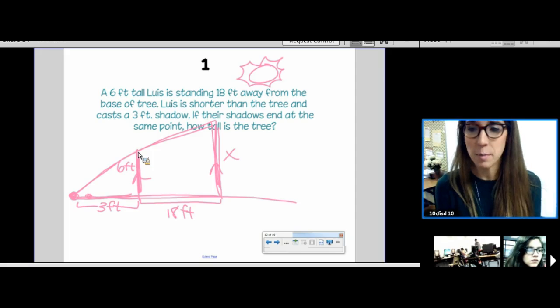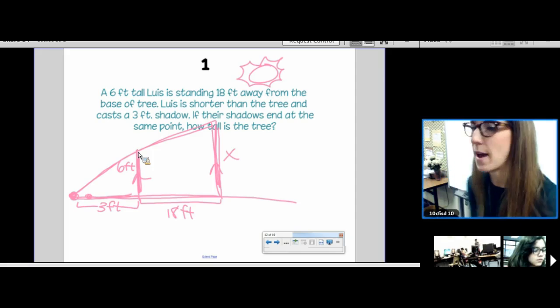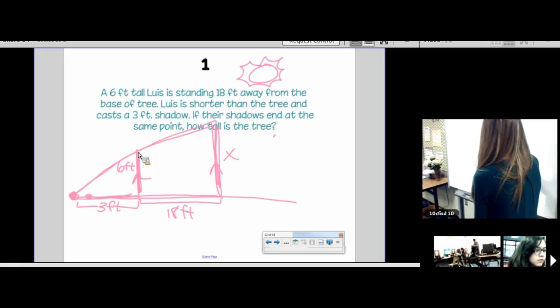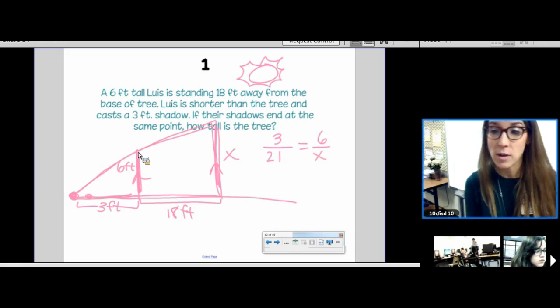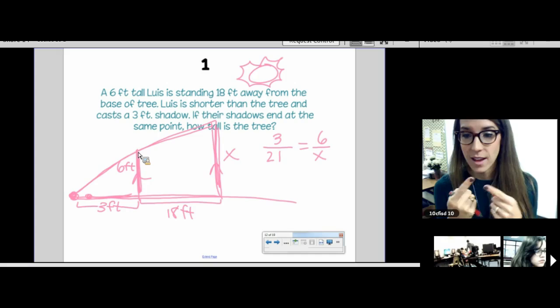Drawing the picture is the hardest part. Setting up the proportion is not so bad. 3 is to 21 as 6 is to x. Where did I get the 21? I added 3 and 18.